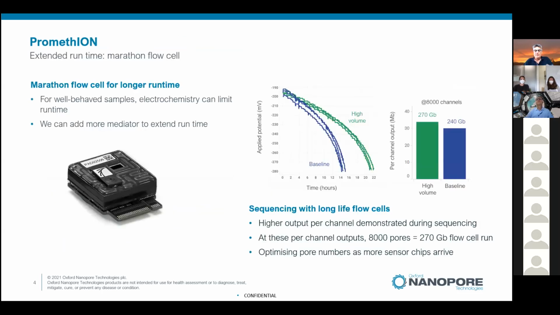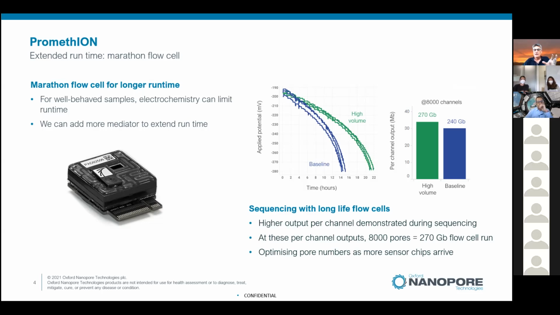Another development around the PromethION platform is this extended runtime. We're calling these marathon flow cells. They're going to be rolled out in the next month or two and replace the standard flow cell that we have. Basically, they've got deeper wells so that there's more reagents in them. And if those reagents become limiting during the run of the standard flow cell, compared to that, you're going to generate 10 to 20% more data.